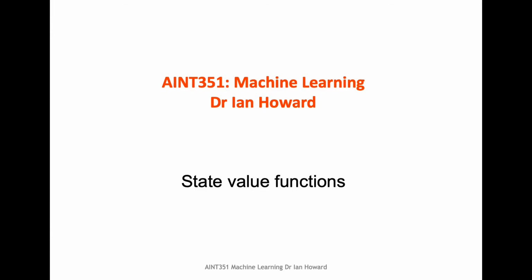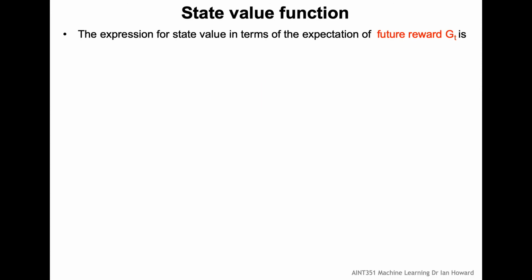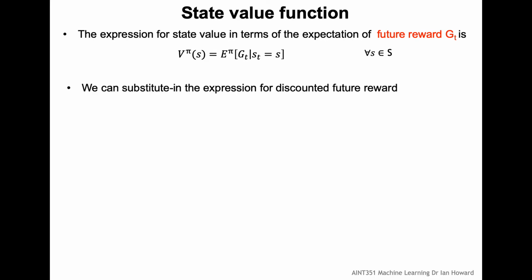So I now want to talk about state value functions. State value is the expected future reward G_t at a given state, and that's written like this in terms of a particular policy. We care about what the actual policy is because that's going to affect the value of a state. But it's just the expected future reward at that state, and that's true for all of the states.